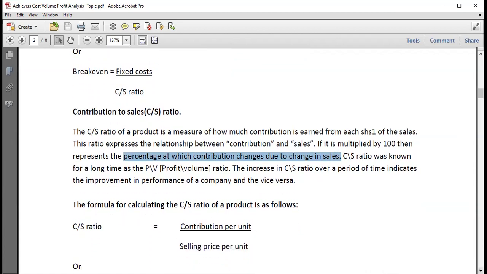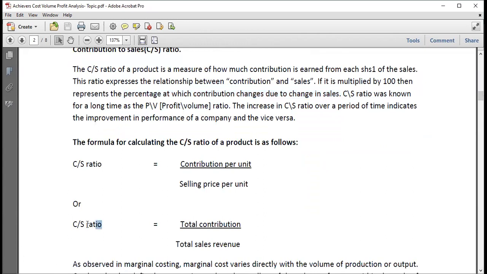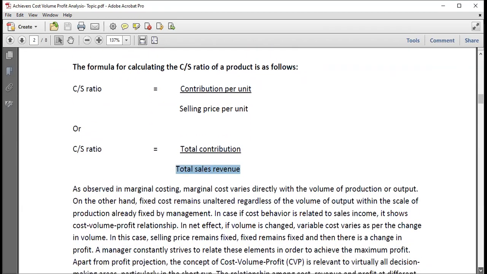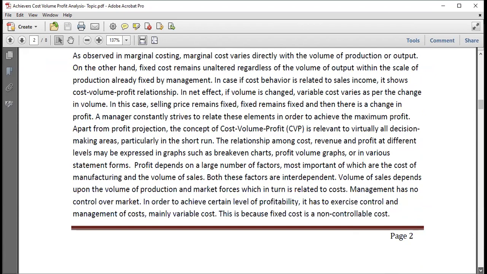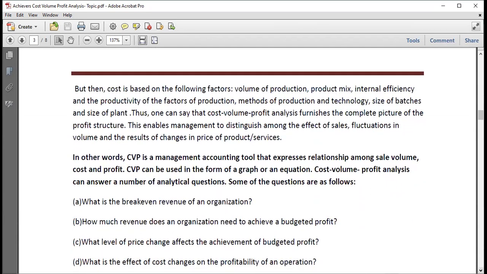So contribution per unit per sales ratio, I've already given you this formula ahead. If we are looking at contribution in terms of total contribution, like I said, the contribution per unit becomes total contribution, and the sales price now becomes total sales revenue. So contribution per sales ratio can be looked at in terms of total, but it can also be looked at in terms of the selling price as well. So it's important for us to appreciate those different formulas.